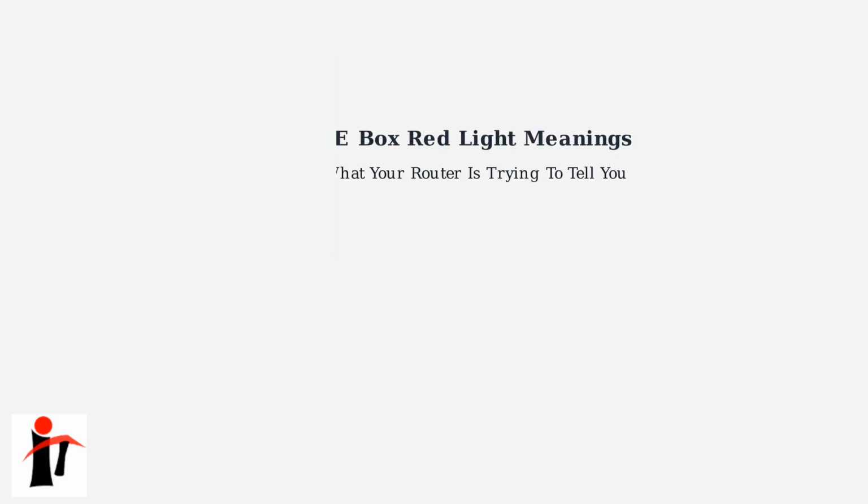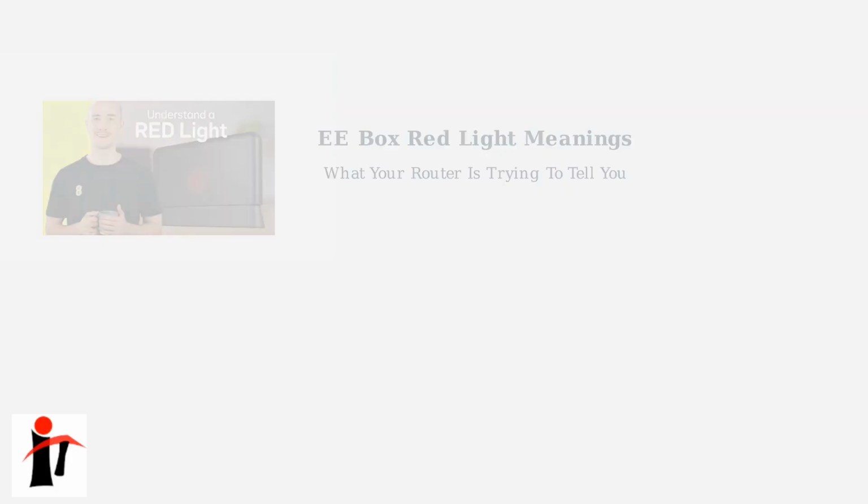When your EE Smart Hub Plus or EE Smart Hub 6E shows a red light, it's indicating a problem that needs your attention. Understanding what different red light patterns mean can help you identify the issue quickly. There are three main red light patterns you might see.